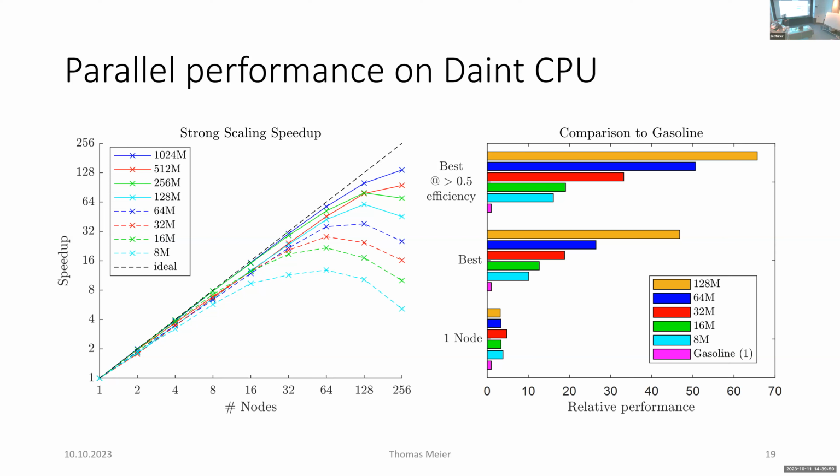And at greater than 50% efficiency, which is what, if you write a proposal to a supercomputing center, they tell you, you cannot use more nodes than gives you 50% efficiency. At that point, we get even to a factor of 65 speed up compared to Gasoline. That means that a simulation that took 2 months with Gasoline takes a day with the new code. And that helps a lot when doing studies of giant impacts.